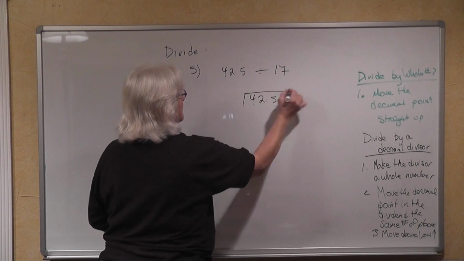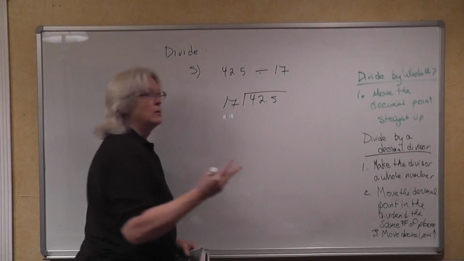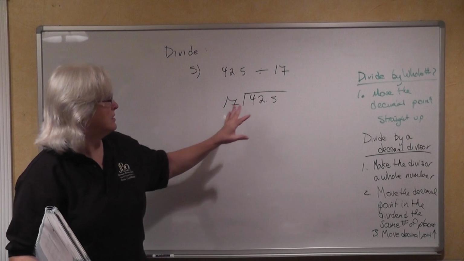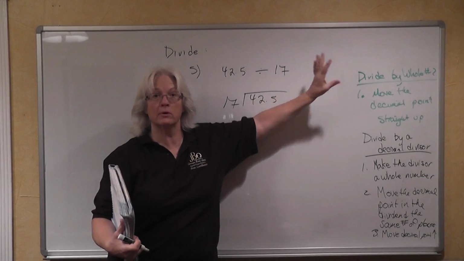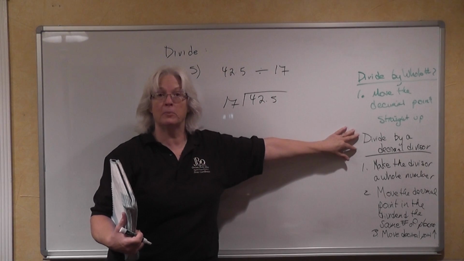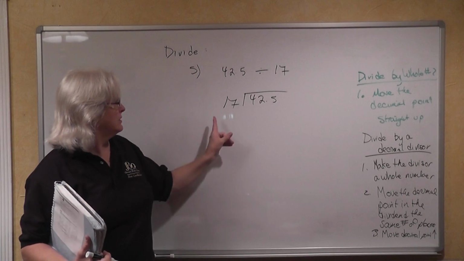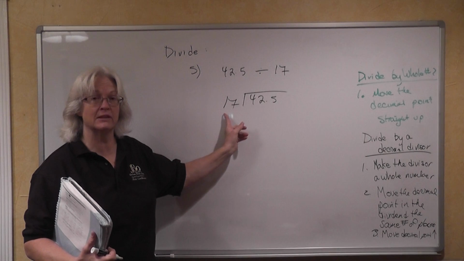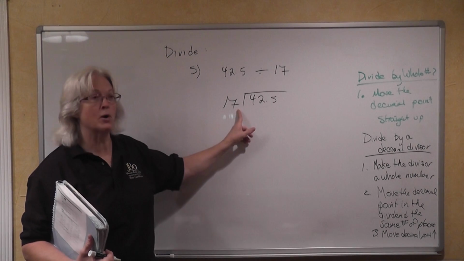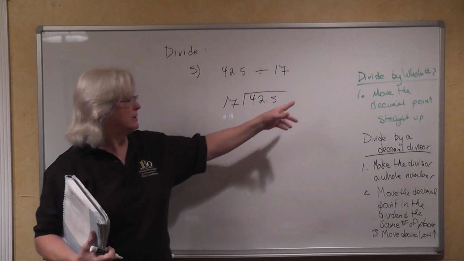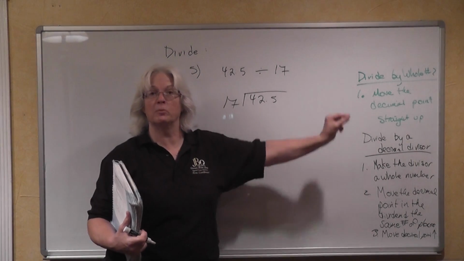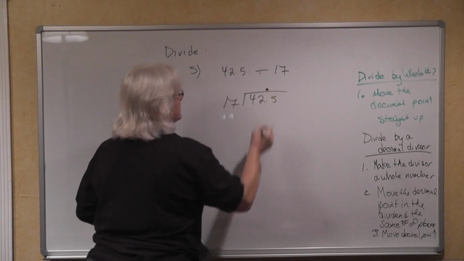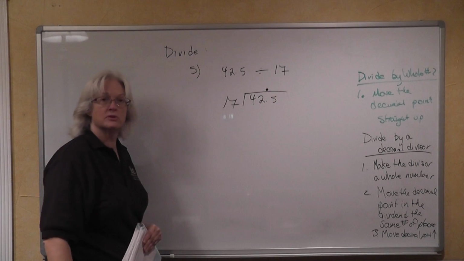42.5 divided by 17. We have two possible ways that we're dividing, two possible situations. We can be dividing by a whole number, or we can be dividing by a decimal divisor. Divisor is what we're dividing by. Is this a whole number, or is it a decimal number? It's a whole number, so what do we have to do? We simply move the decimal point straight up. That's going to be the location of the decimal point in our answer, and we do division.